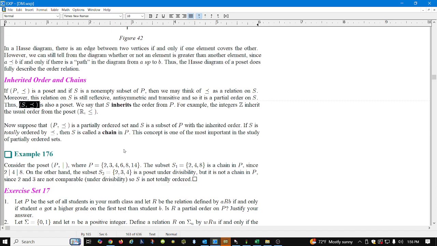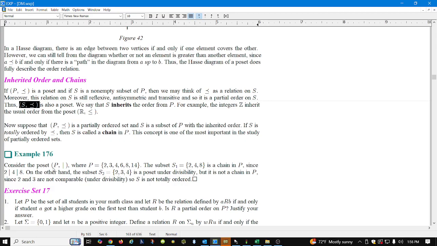Now here's the key concept. If P is a partially ordered set and S is a subset of P with the inherited order, and if the inherited order on S, the subset, turns out to be a total order, then S is referred to as a chain in P. This is a very important concept in the study of partial orders.